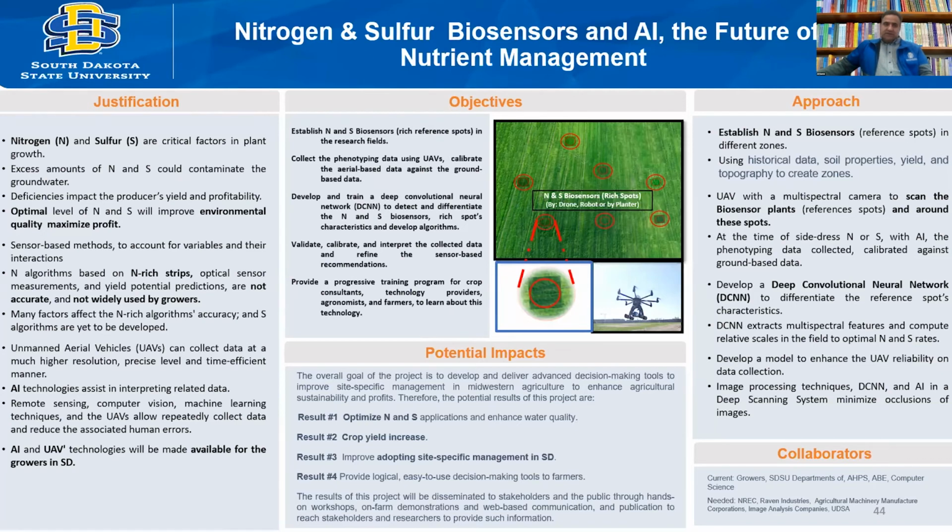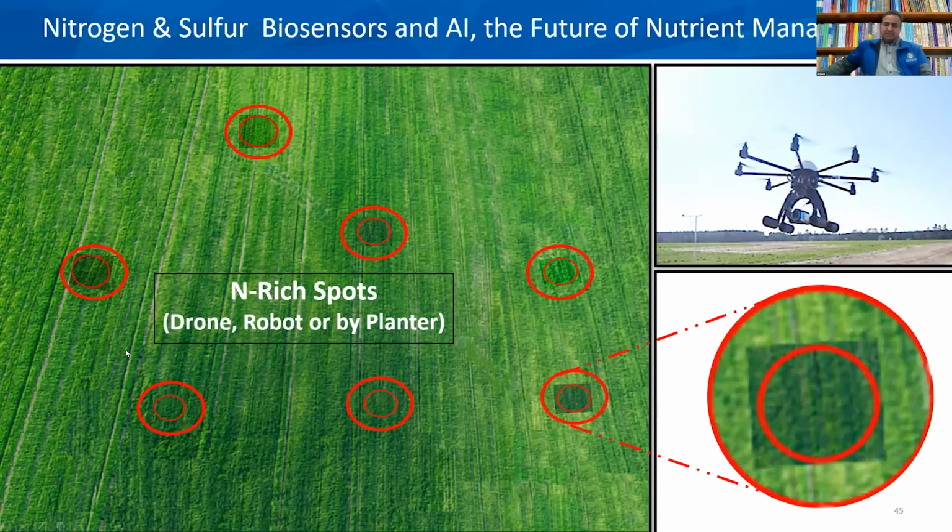We have another project, which is nitrogen and sulfur biosensor and artificial intelligence, which we consider as a future of nutrient management. We are working on this project as well, and I want to explain it. If you are familiar with the nitrogen-rich strip, where you apply a nitrogen-rich strip, this is similar to that one. In place of that strip, we will have spots.